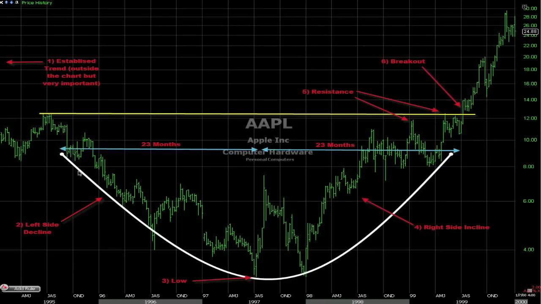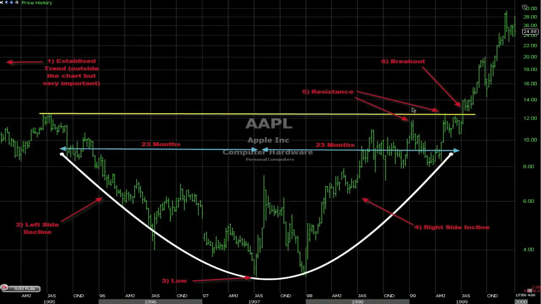Second, we got a left side decline, which then ends at the low, which is number 3 here. And then we got a right side incline. It's very important that the right side incline is equal with the left side decline in time value, going from the low to the beginning and from the low to the end. Here we got 23 months on both sides of the low. So the left side decline is the same time value as the right side incline.